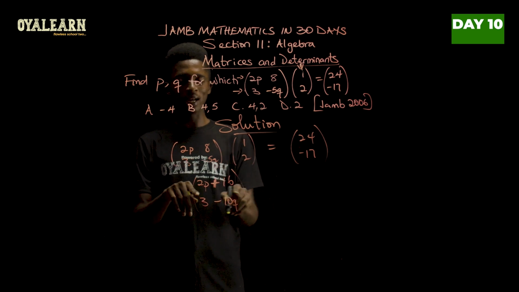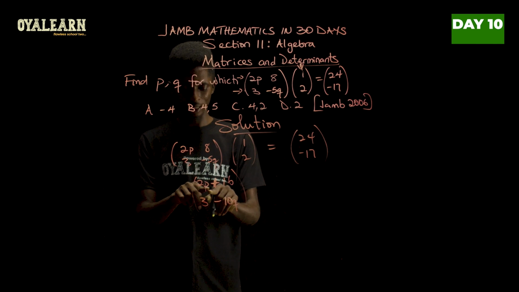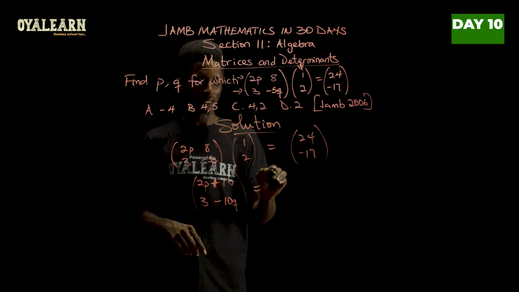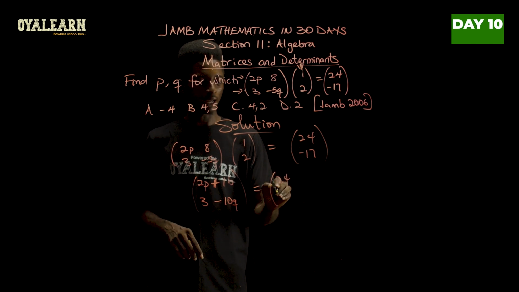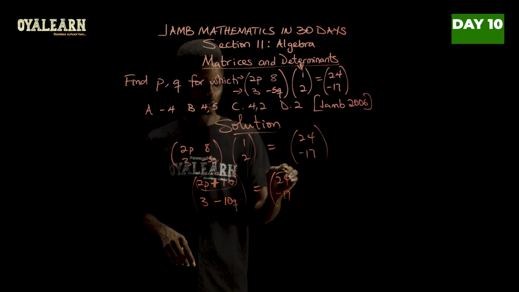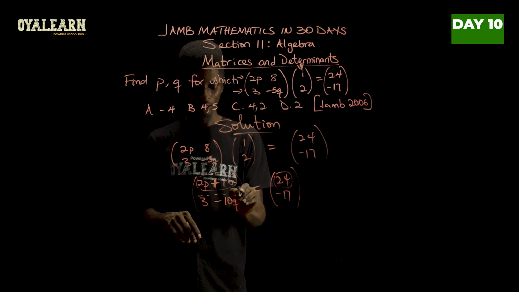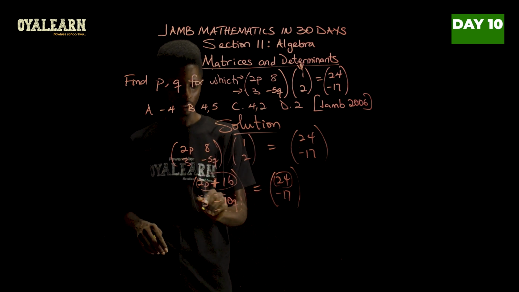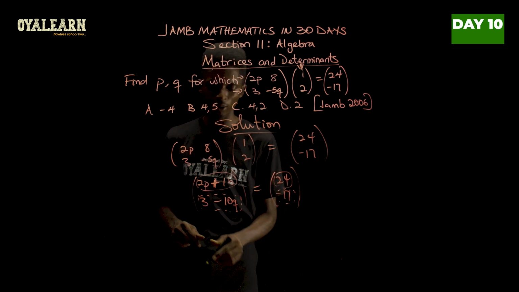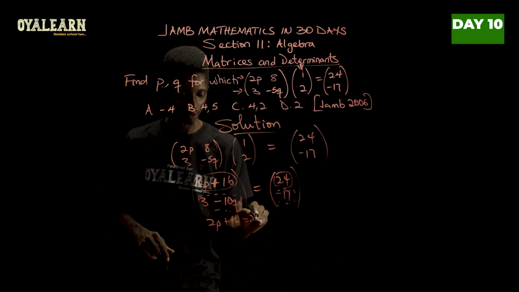Now, even though this looks like we have two numbers here, this is just one element, 2p plus 16, and then 3 minus 10q is just one element, and it's the same as 24 and minus 17, meaning all of this corresponds to 24, and all of this corresponds to this, right? So working with that, we'll then say 2p plus 16 equals 24.